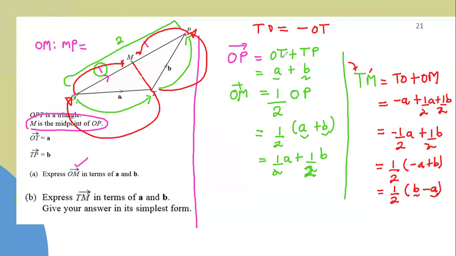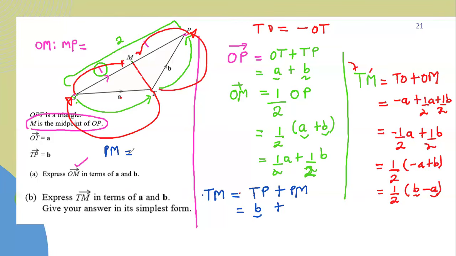Could we please do it the other way, TP and then PM? You want us to do it? We're taking TP plus PM. Good. What is your T to P? It is B. Do you have PM? I would say it's A. Can I say it's a half A plus B as well?